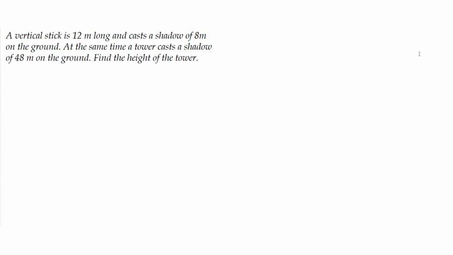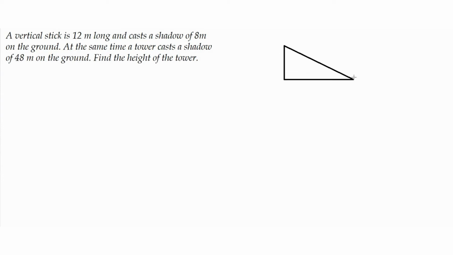A vertical stick is 12 meters long and it casts a shadow of 8 meters on the ground. At the same time, a tower casts a shadow of 48 meters on the ground. Find the height of the tower. So let's make a quick diagram.